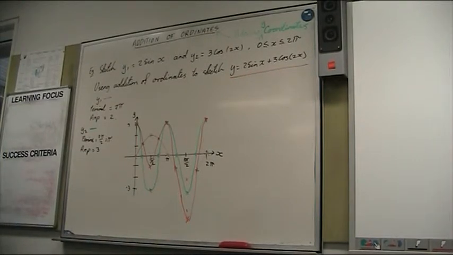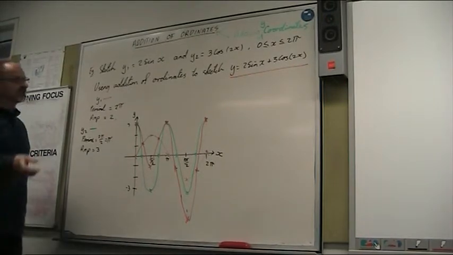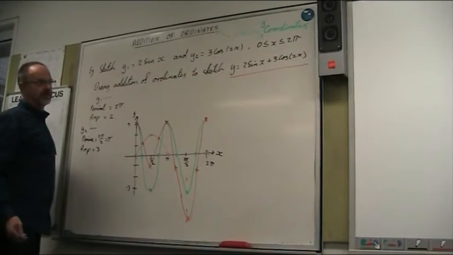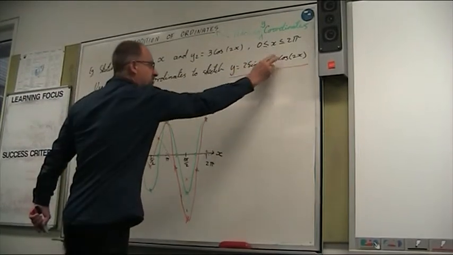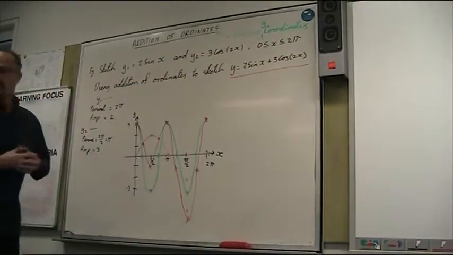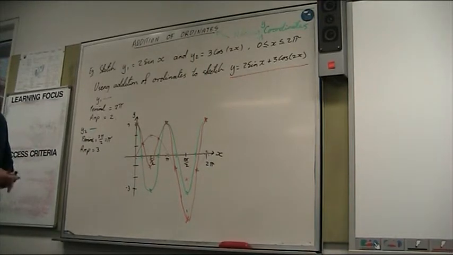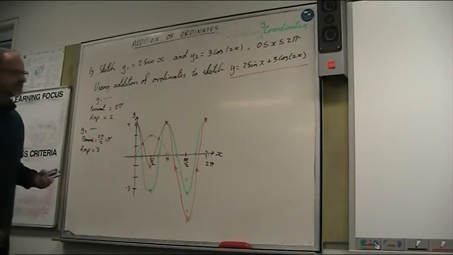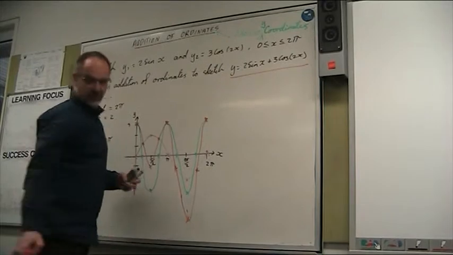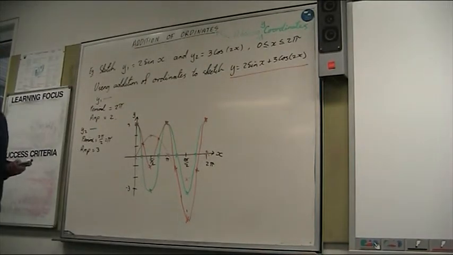Alright, you can also do the products as well. If it was a product, if I wanted to do that times that, you'd multiply it. I want to do an example of that. Alright, so that's addition of ordinates. The next bit we're doing is finding rules.